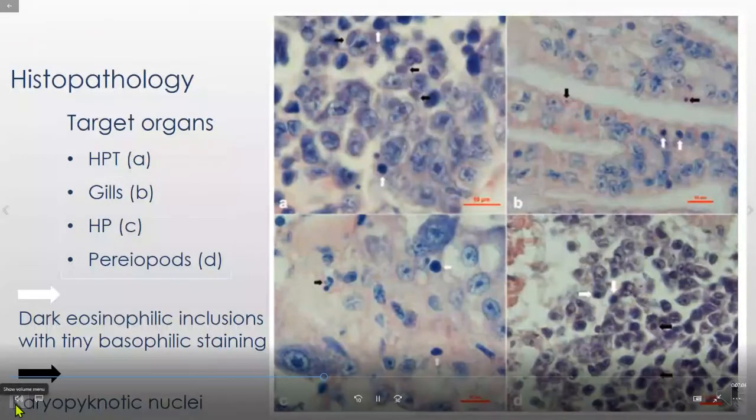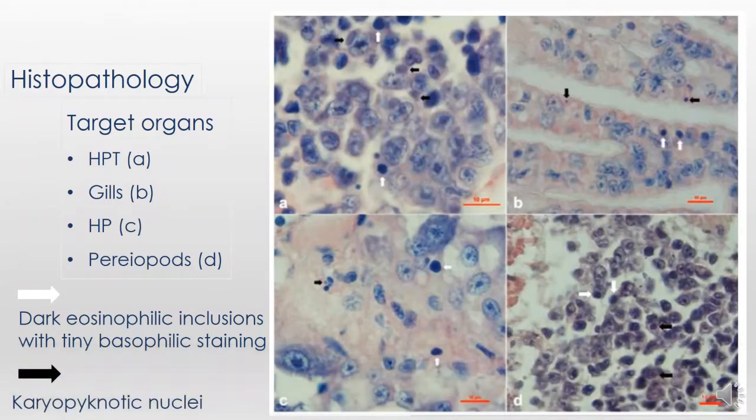The histopathology signs of the DIV1 infection include this pathognomonic lesion characterized by the presence of unique basophilic cytoplasmic inclusions, which are shown here in white, along with these karyorrhectic and pyknotic nuclei, which are shown in black. The target organs of the DIV1 infection include the hematopoietic tissues, gills, hepatopancreas, pereiopods, lymphoid organ, and muscle.